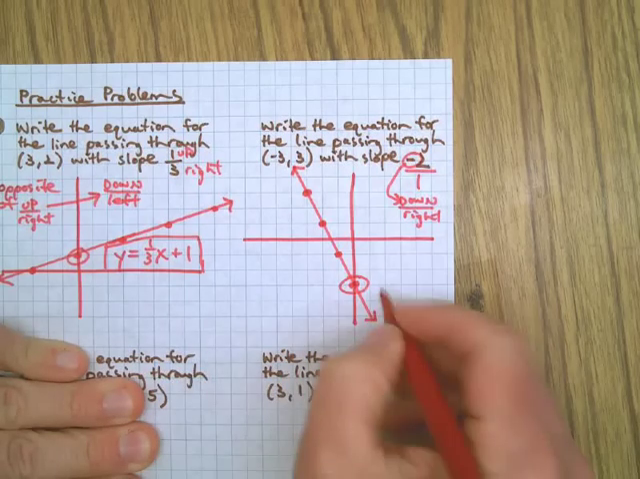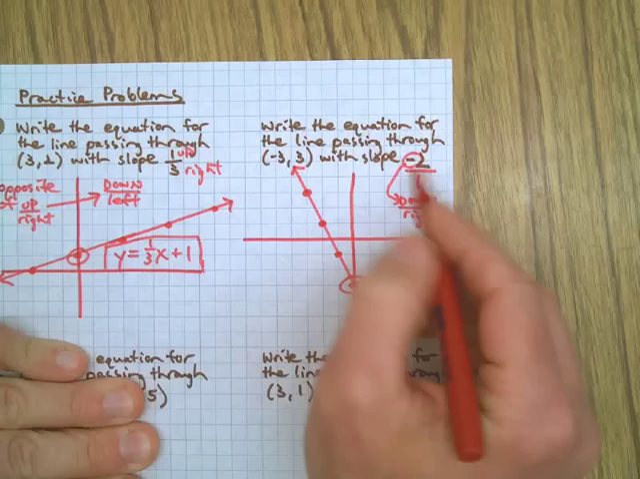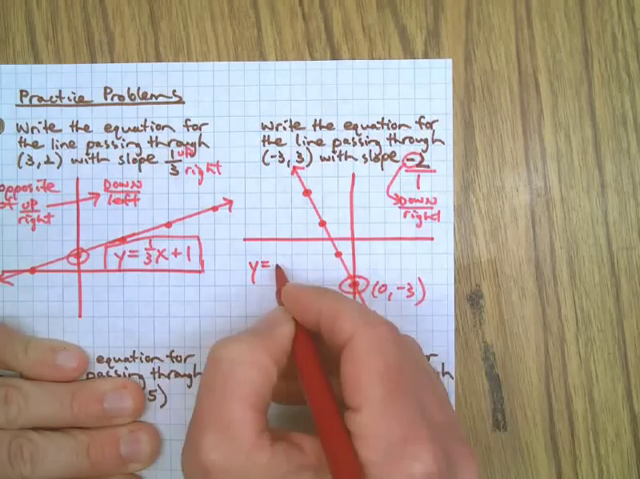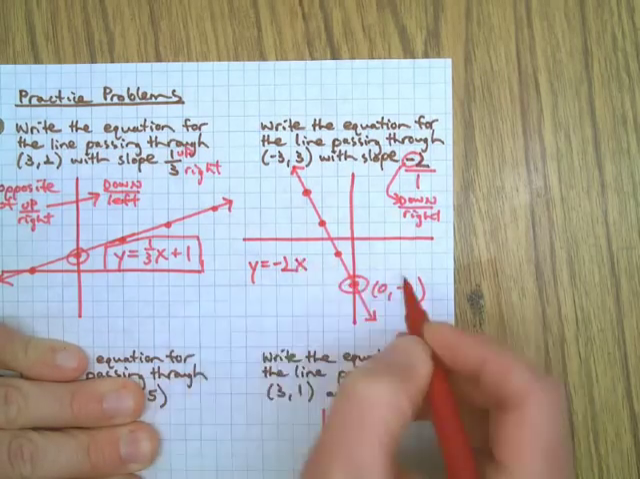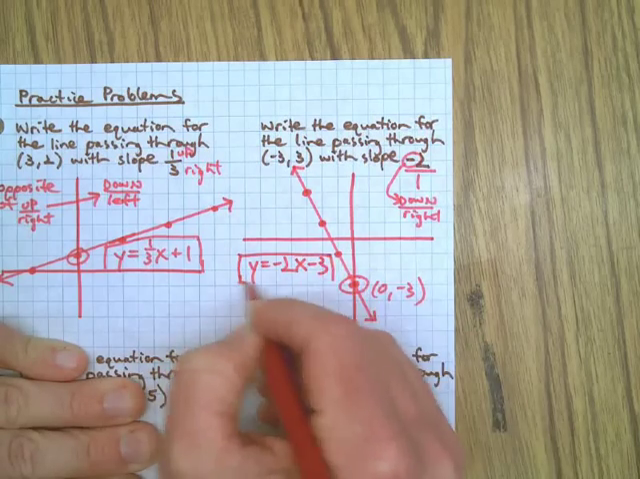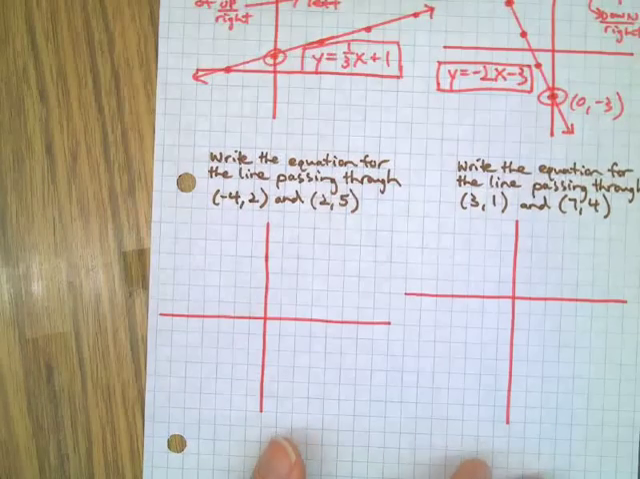There's the y-intercept. It's at 0, -3. And since I already have the slope, and this is slope-intercept form, there's the slope, there's the intercept, both negative this time. That's it.